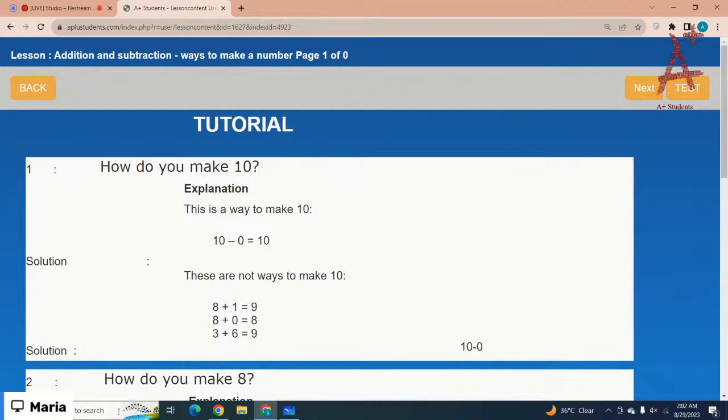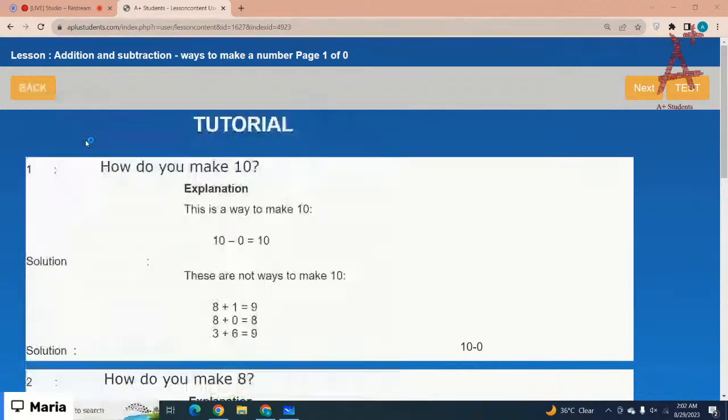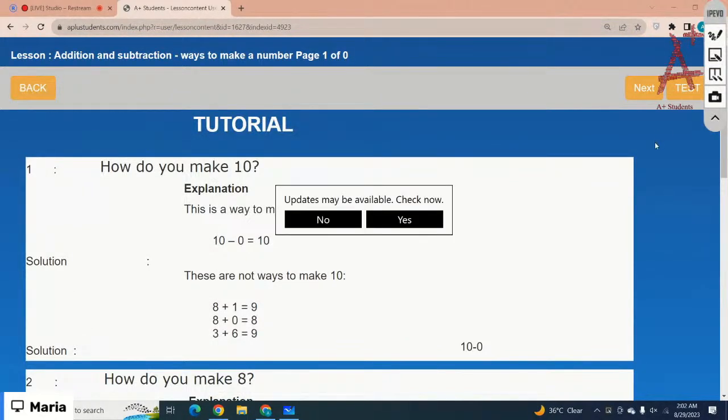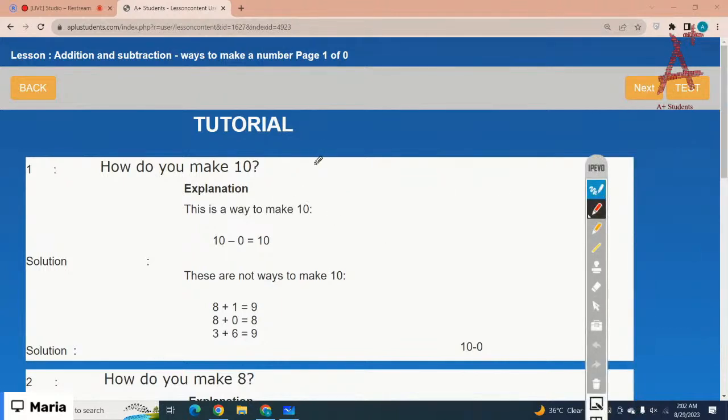Let's suppose these are the four options you are given. This is basically the correct one: 10 minus 0 is 10, right? But the other options are 8 plus 1 makes 9, 8 plus 0 makes 8, 6 plus 3 makes 9. So you have to select the one that makes 10. So 10 minus 0 equals 10. That would be the correct option, right?